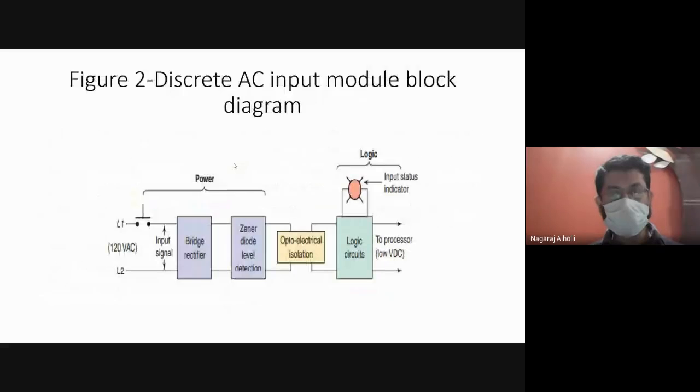Then we also discussed the AC input module block diagram, one of the important blocks: how it converts the input AC signal to DC signal by a bridge rectifier and detects the voltage level. Then, using the optocoupler, it transmits to the other section, and then operates the LED to indicate the status of the applied input signal.